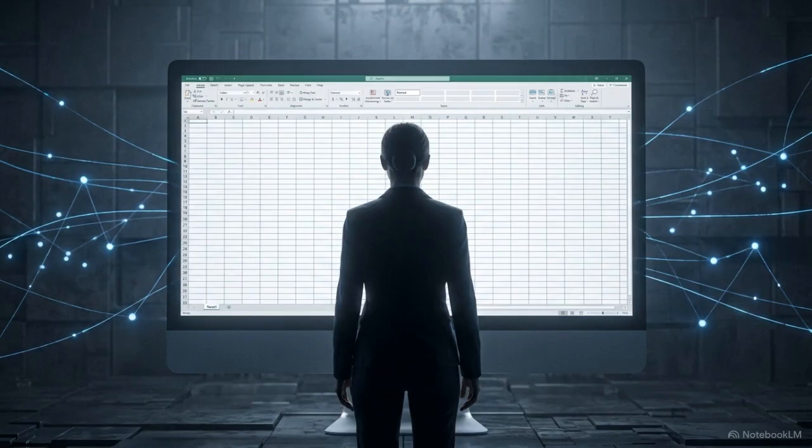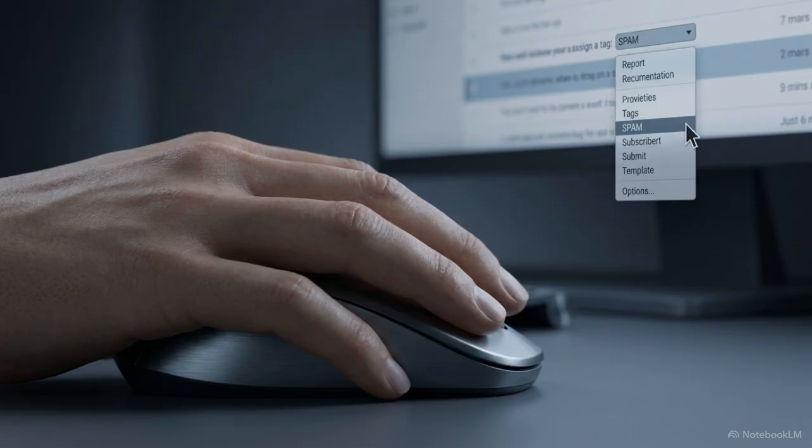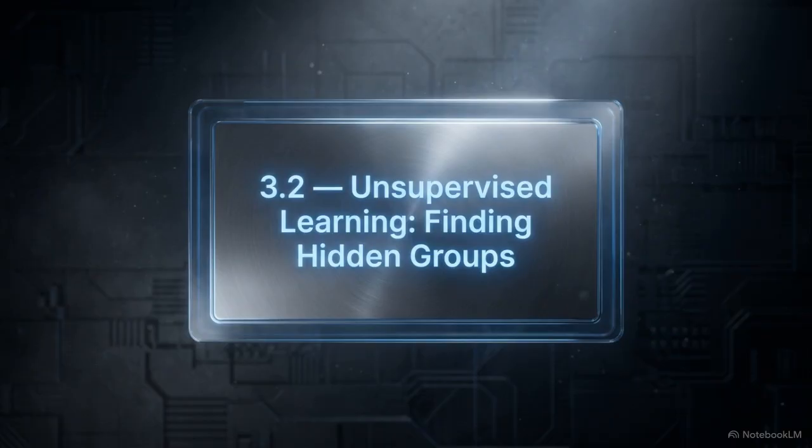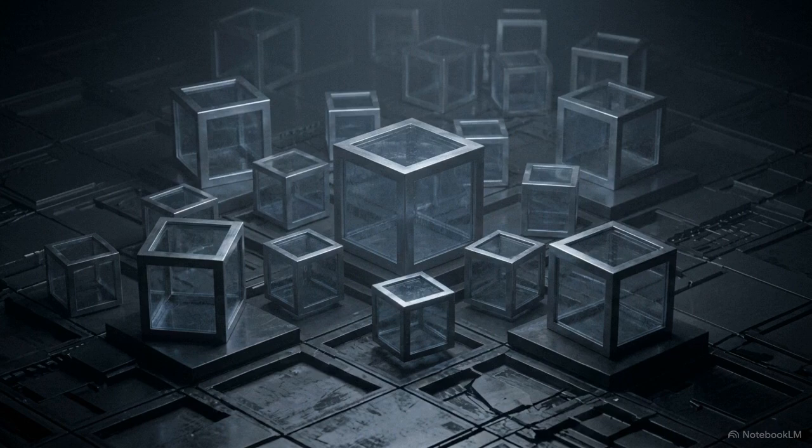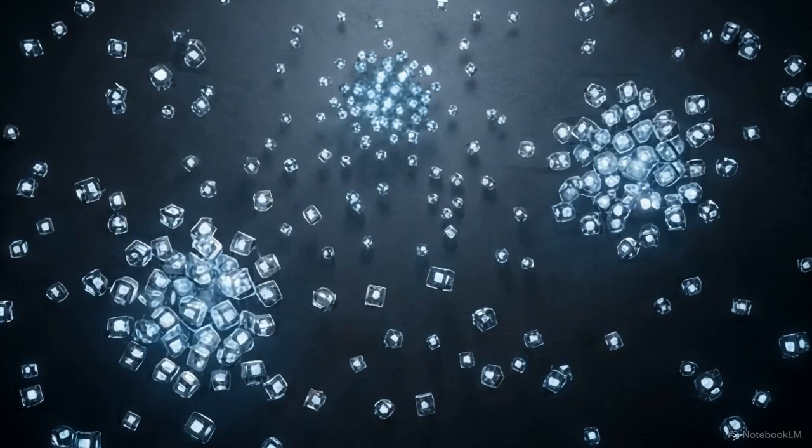While this style is effective for many everyday tasks, it has a strict limitation. It cannot function unless a human being first provides a comprehensive labeled answer key. Sometimes there is no answer key to give. That brings us to 3.2, unsupervised learning. In this style, the system receives raw data with absolutely no labels. Nobody tells it the correct categories in advance, so it looks for similarities and underlying structure on its own.